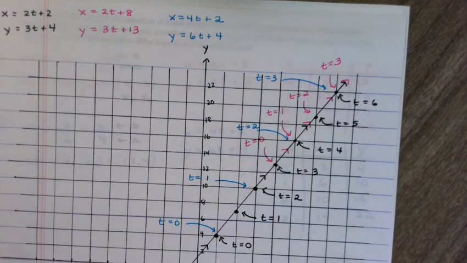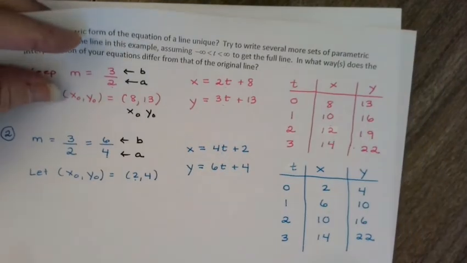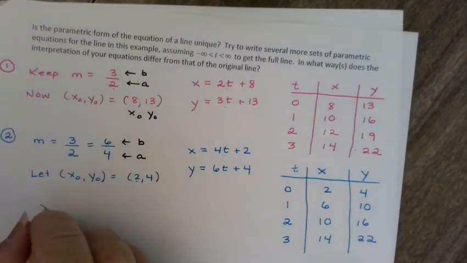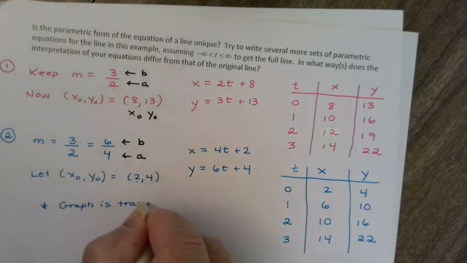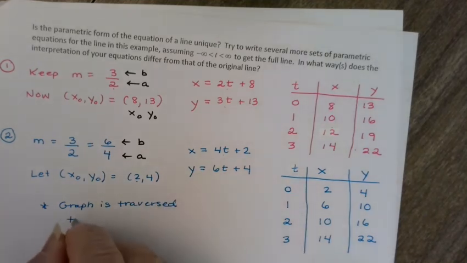Right? So by actually using a different form of the slope, not a different value, right? 6/4 is the same value as 3/2. We've kept the same line, but we've traveled along it faster. So parameterization is a way of controlling the speed at which you're traveling along your graph. So I'm going to say the graph is traversed, just a way of saying traveled along twice as fast.